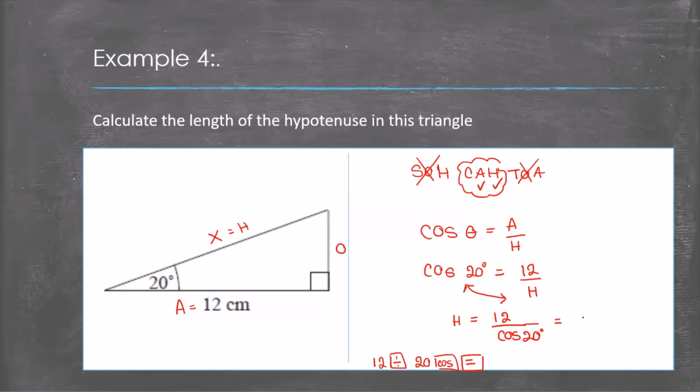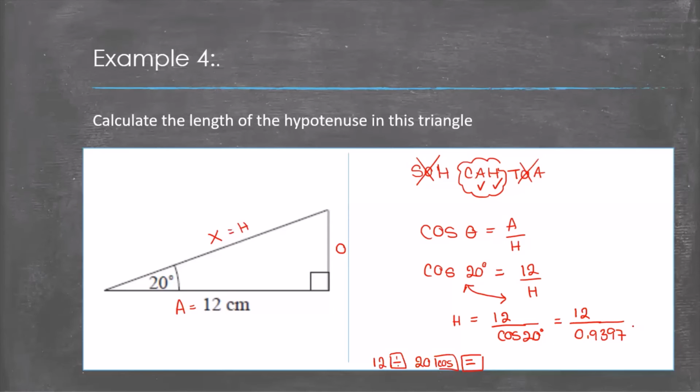Otherwise, what I would suggest doing is saying, okay, it's equal to 12 divided by, and we're going to do 20, press the cosine button, and our number that we get is 0.9397. So I'm going to do 12 divided by 0.9397.